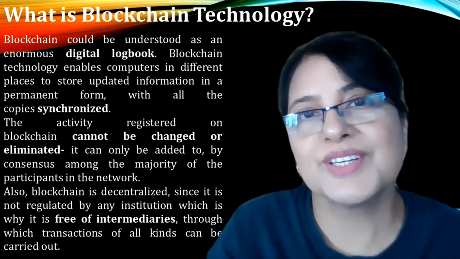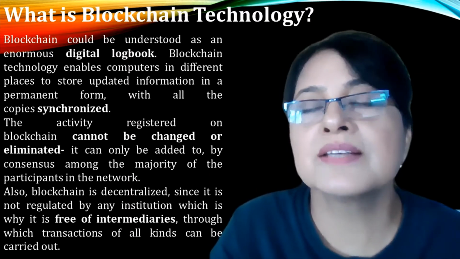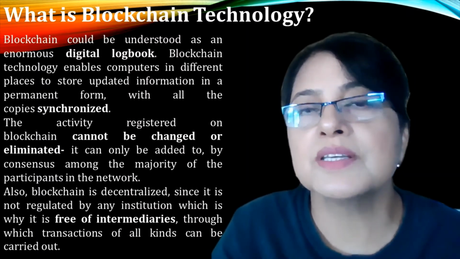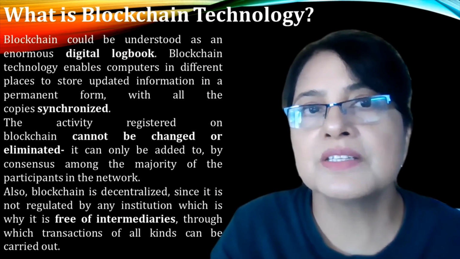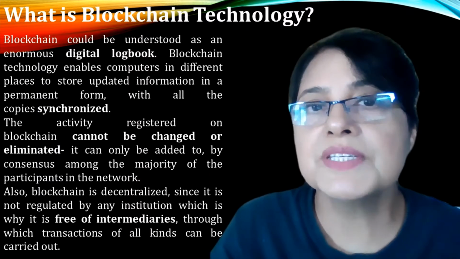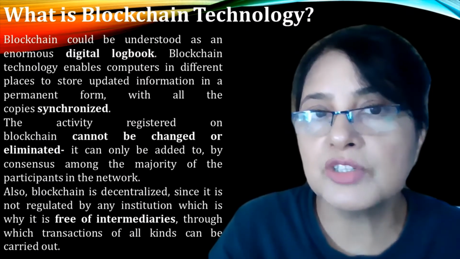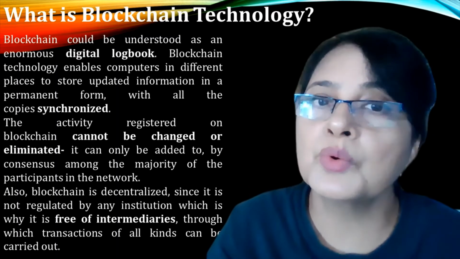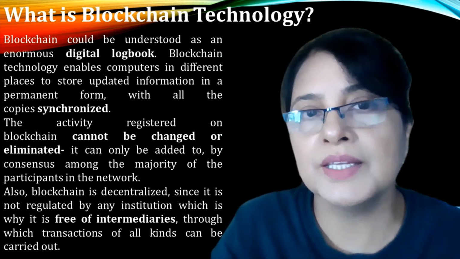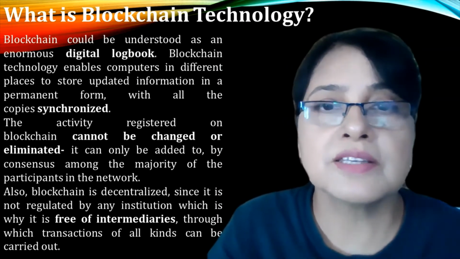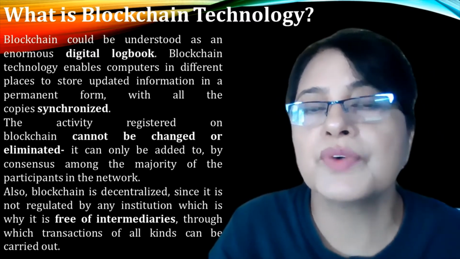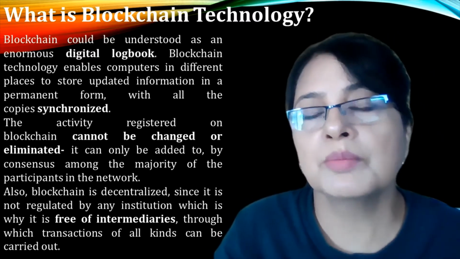What is blockchain technology? Blockchain can be understood as an enormous digital logbook. Blockchain technology enables computers in different places to store updated information in a permanent form with all the copies synchronized. The activity registered on blockchain cannot be changed or eliminated. It can only be added to by consensus among the majority of participants in the network. Also, it is decentralized since it's not regulated by any institution, which makes it free of any intermediaries. We're going to talk about this later.